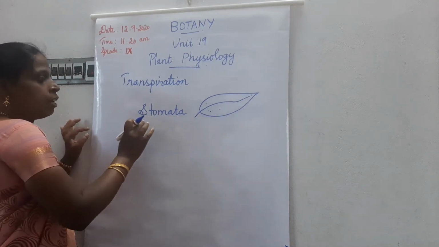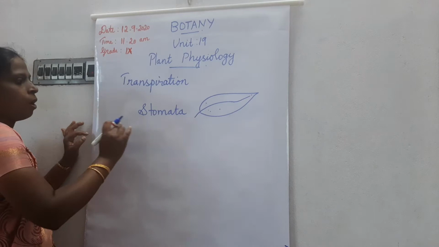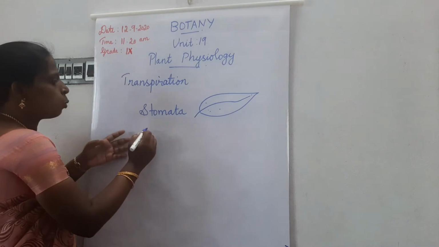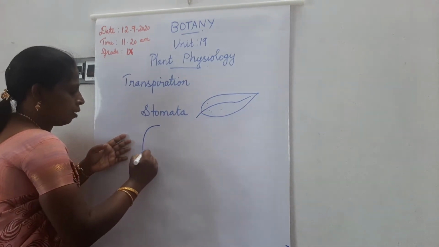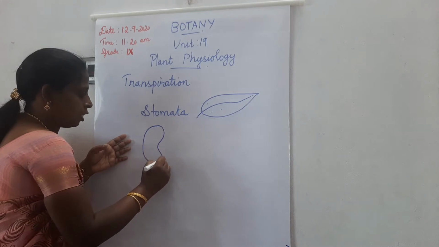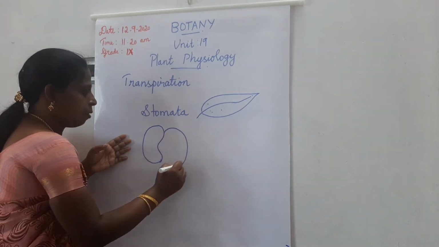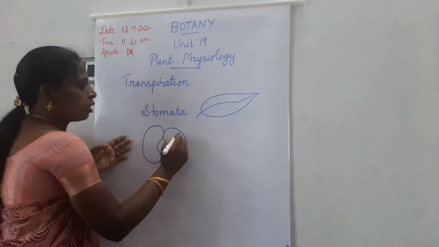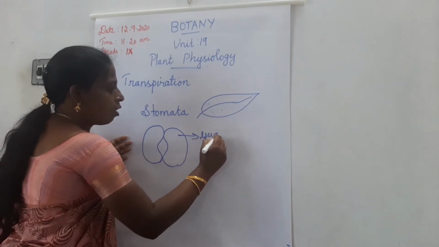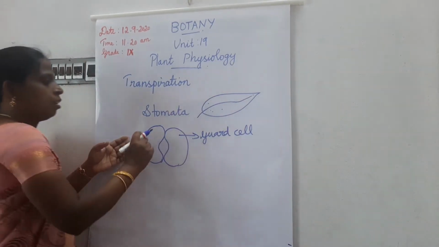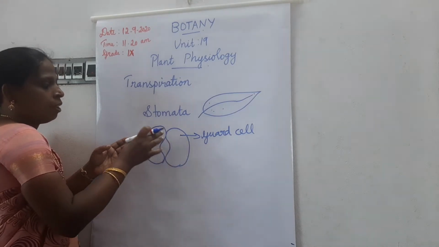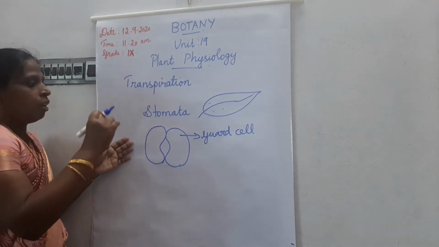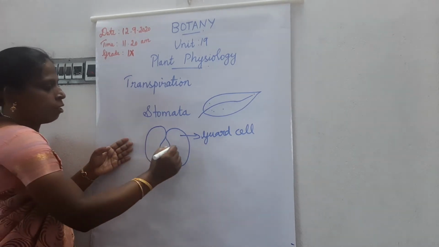First, we can learn about the structure of the stomata. What is the structure of the stomata? The stomata consists of two guard cells. The shape of the guard cell is kidney shaped. These cells are called guard cells. In the guard cells, chloroplast, vacuole, nucleus, everything is present.